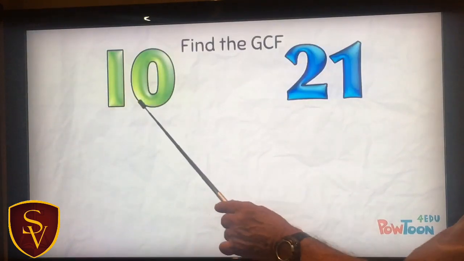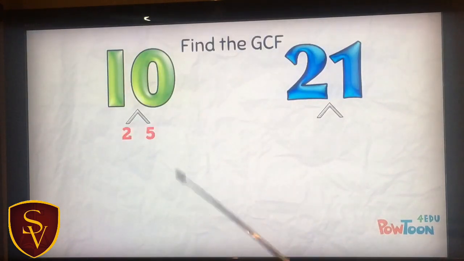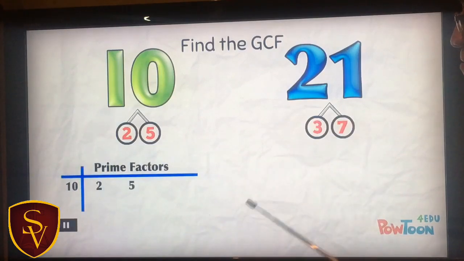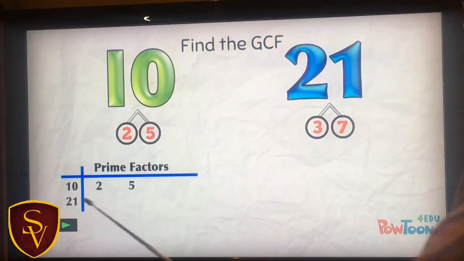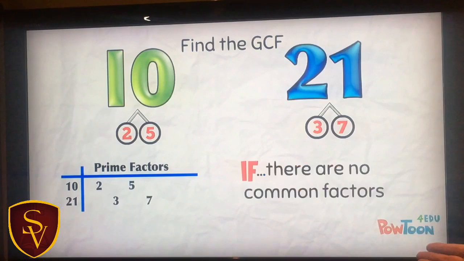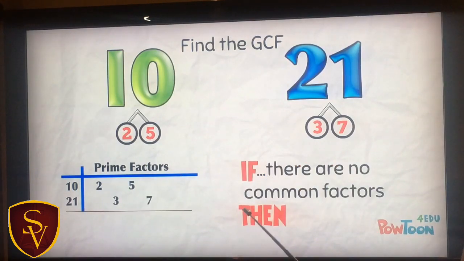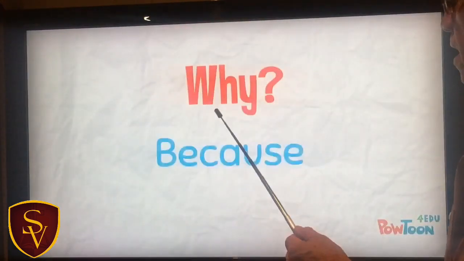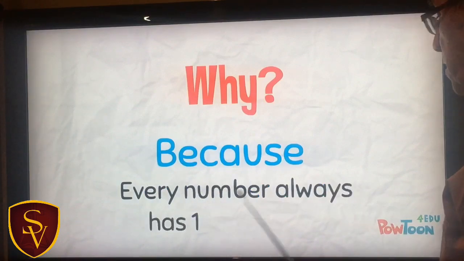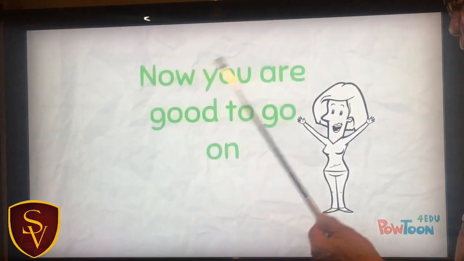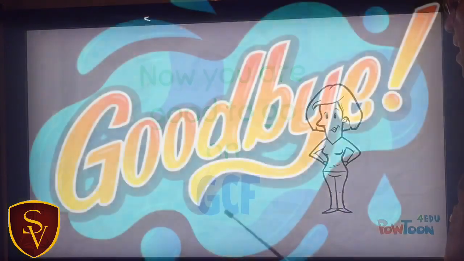What happens if you have numbers like this? 10 and 21. As you can see, the prime factors of 10 are 2 and 5, and for 21, 3 and 7. So how do we get the GCF? There are no common factors in this case. But then the only GCF possible is 1, because 1 is always a factor of every number. That's why it's very important to know what the GCF is.